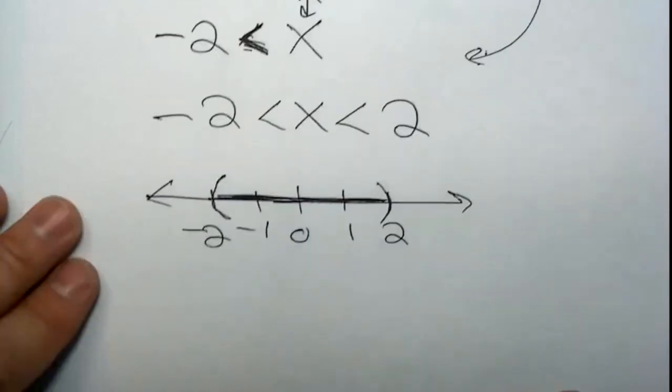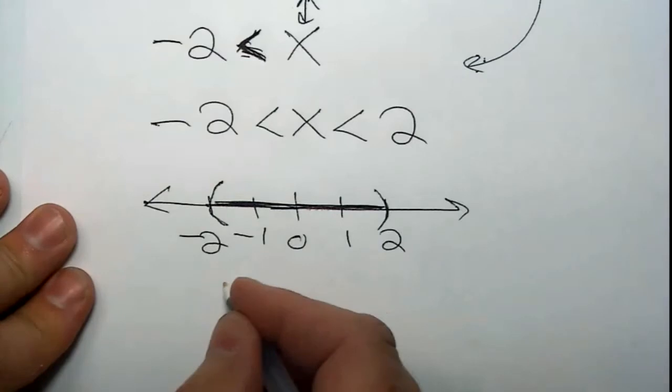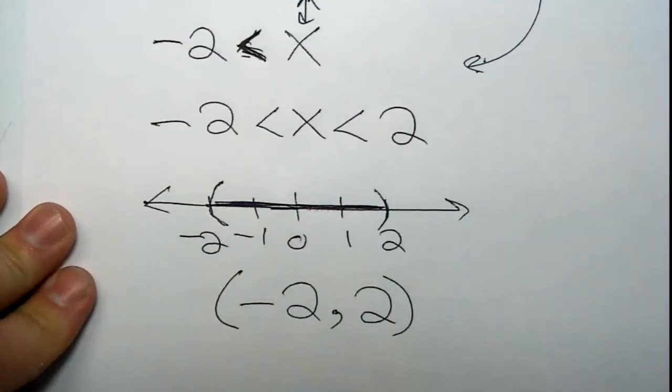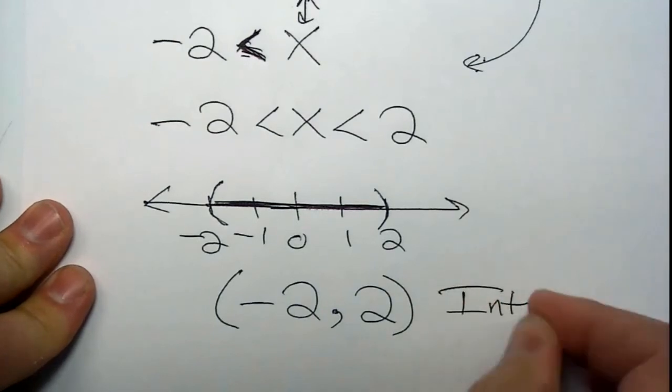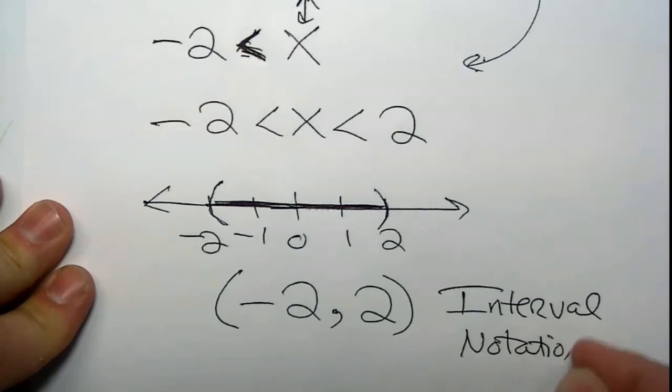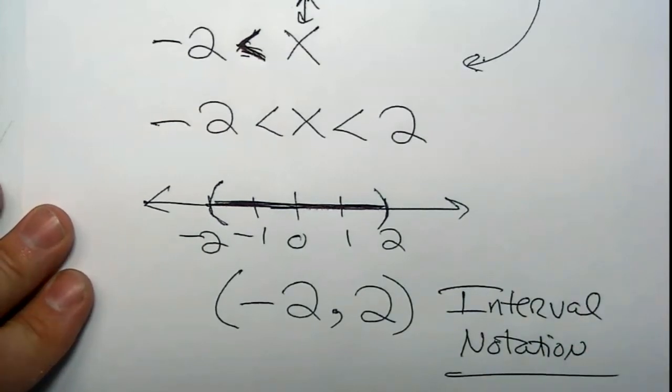And certainly, you know there's one more way to express your solution set. Now, I know it looks like an ordered pair, but in the context of interval notation, we know that is not an ordered pair. That would be the interval notation version.